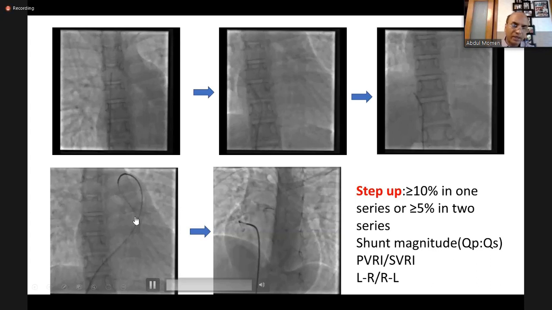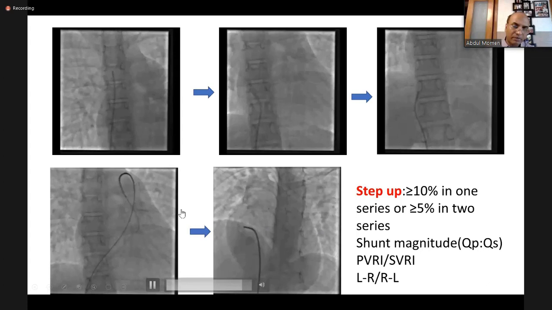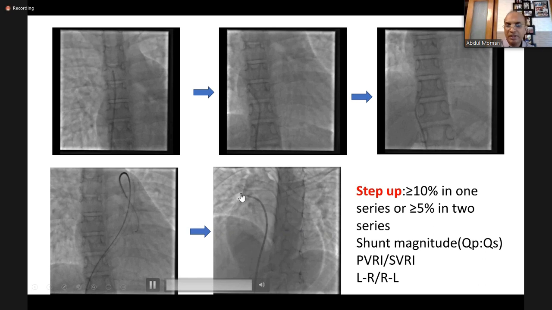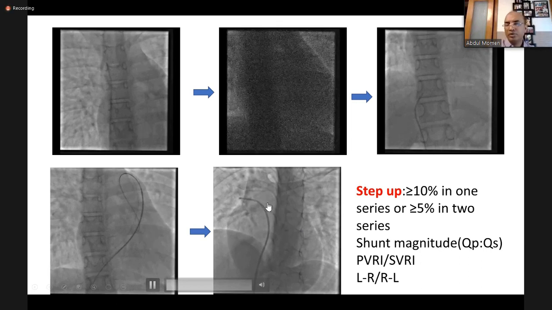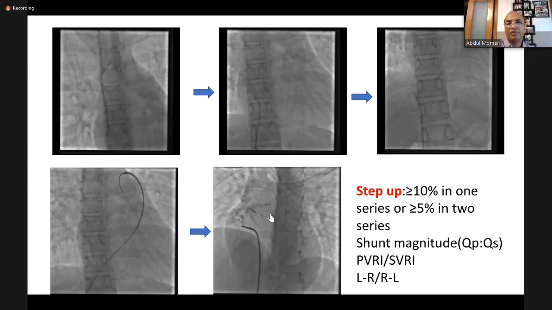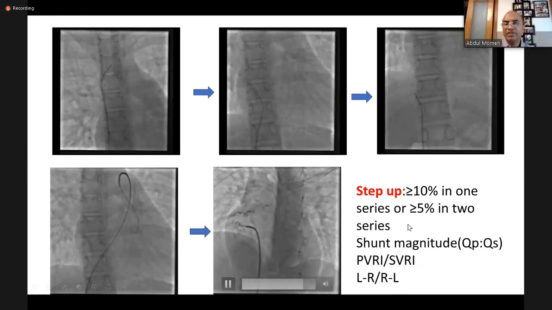And we are giving the pulmonary venography. This is the pulmonary vein draining into LA, then the catheter is passing the ASD. Shunt magnitude, PVR: a step up of more than 10% in one series and 5% in two series. So if there is a step up of oxygen saturation from the SVC to the RA, it is a significant shunt for ASD.